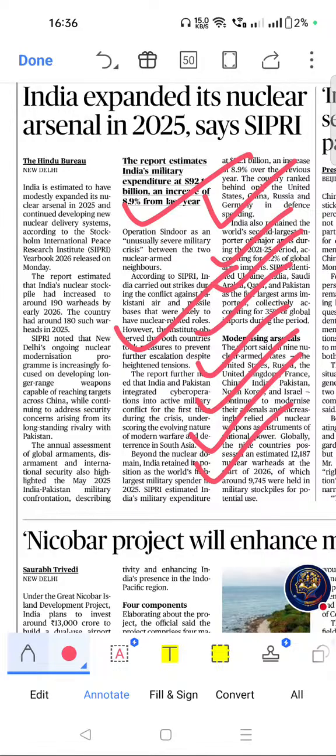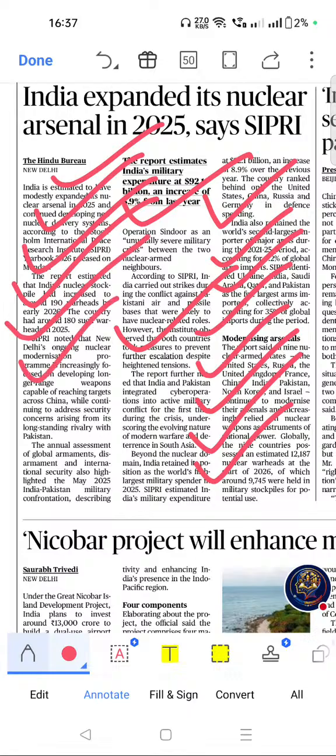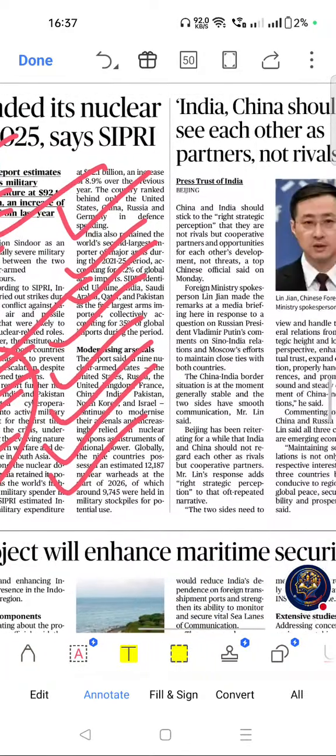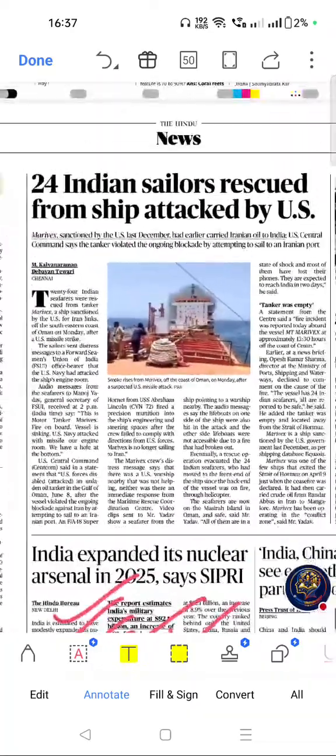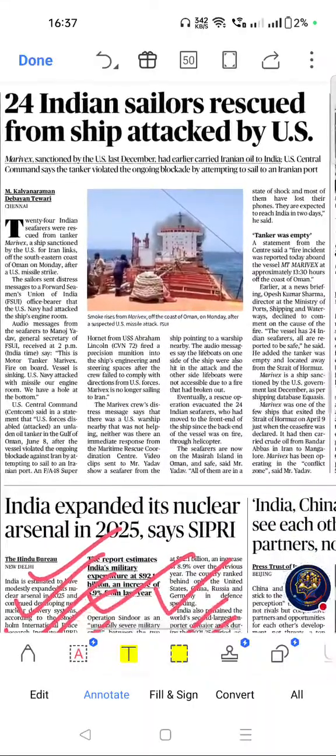Key themes related to this topic are SIPRI, nuclear deterrence, nuclear triad, cyber warfare, strategic stability, and arms race. Possible question areas of this topic are SIPRI headquarters, nuclear triad, no first use policy, and Strategic Forces Command. Please go through this one. Next important article from this page was this one.